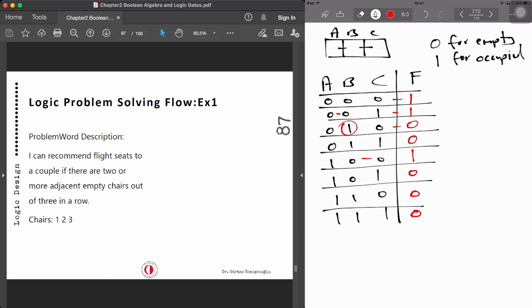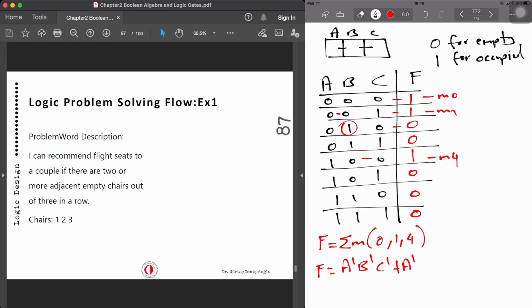So now we have got an expression: this is minterm 0, this is minterm 1, and this is minterm 4. And I can say that f equals the sum of the minterms 0, 1, and 4. In this case, I can say f is A' B' C' or A' B' C or A B' C'.